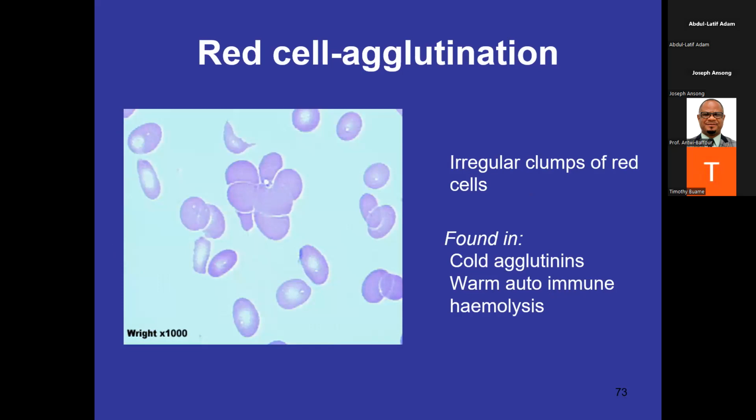And then red cells become agglutinated, forming irregular clumps of red cells. We have cold agglutinin and warm autoimmune hemolysis. The red cells come together and become agglutinated.